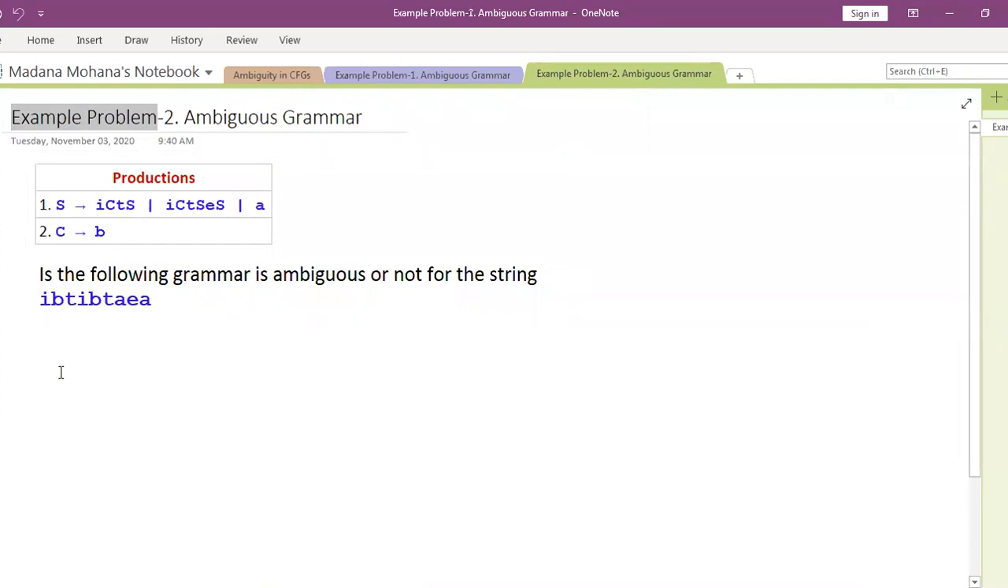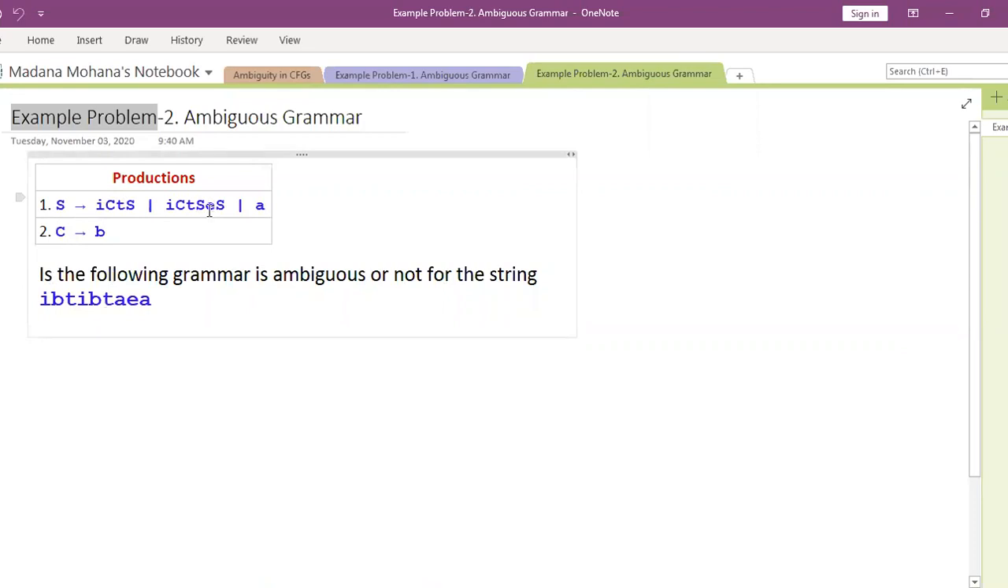The question is same. Now the grammar is different. So for the given grammar, the question is: the following grammar is ambiguous or not for the string IBT, IBT, AEA. The productions are given: S derives ICTS or ICTS ES or A. Then variable C is also there, C derives B. Same process we have to apply.